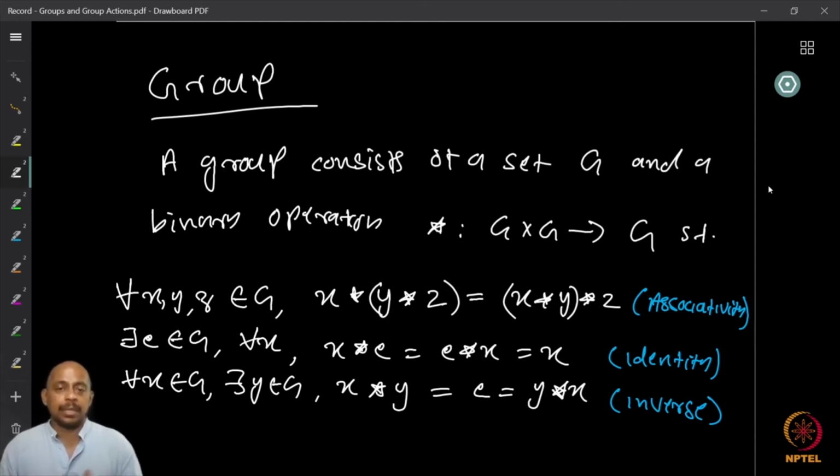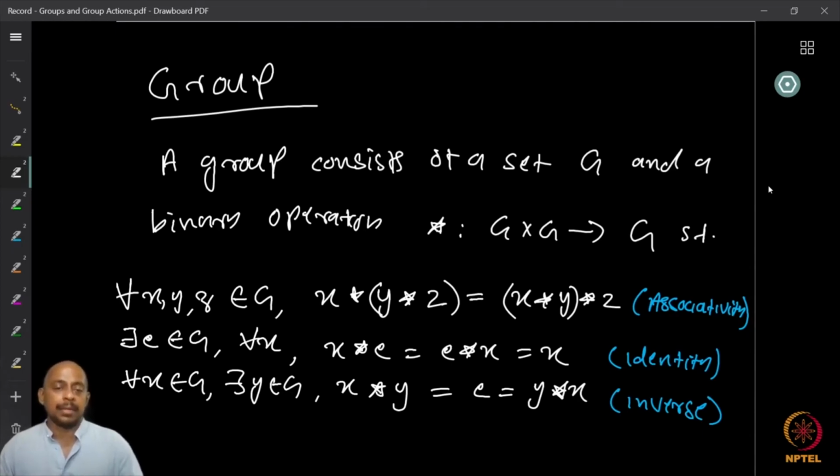So what is associativity? For any three elements X, Y, Z in the set G, if star is the operation, then X star (Y star Z): you take the operation Y star Z, get the element corresponding to that, and then do the operation again with X. What you get must be the same element as when you first do X star Y, and then take star with Z. Right, so this is associativity.